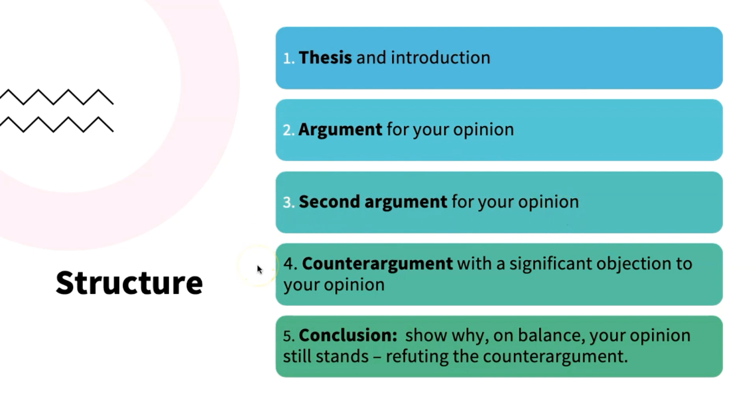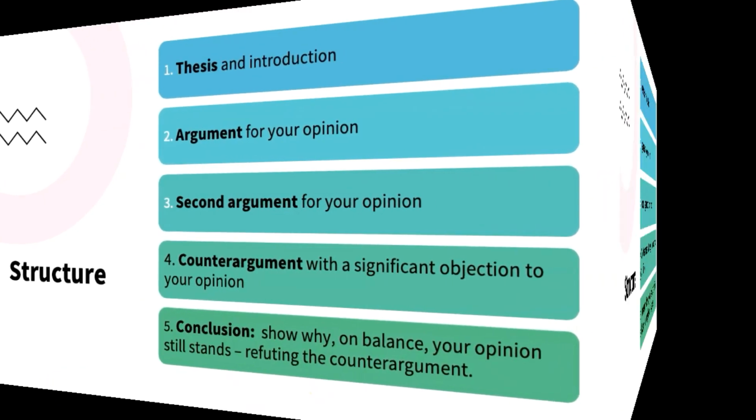Now, the fourth paragraph will actually disagree with your opinion. It will be the counter-argument, and it's really important to pick genuine objections that are quite powerful. So you'll have to work really hard when you come to the 5th paragraph, your conclusion, to show why the counter-argument isn't strong enough to ruin your opinion. So your final paragraph will, of course, be the conclusion, and it will refute the counter-argument.